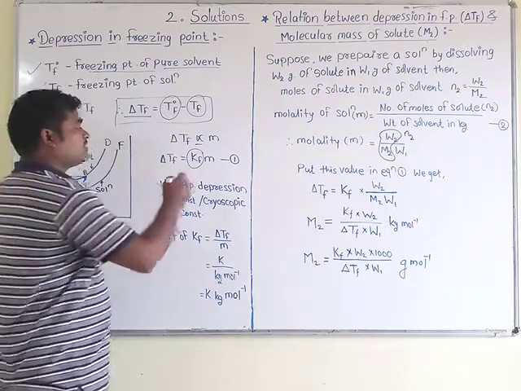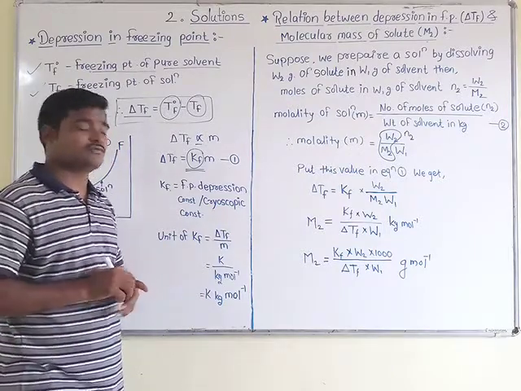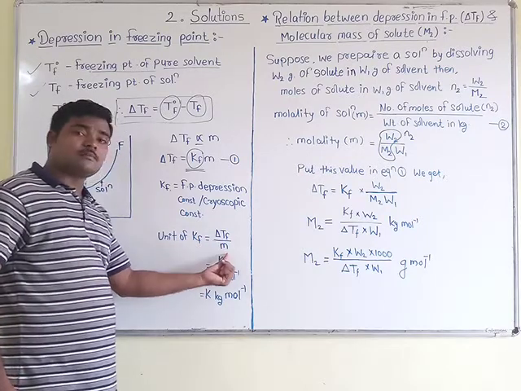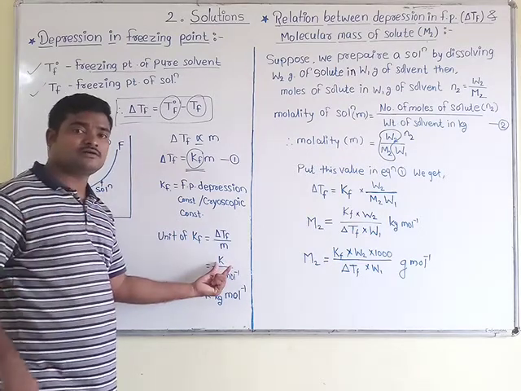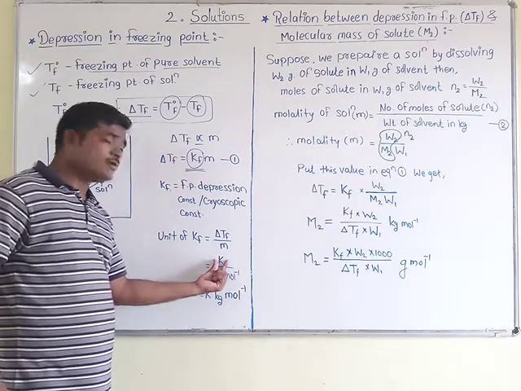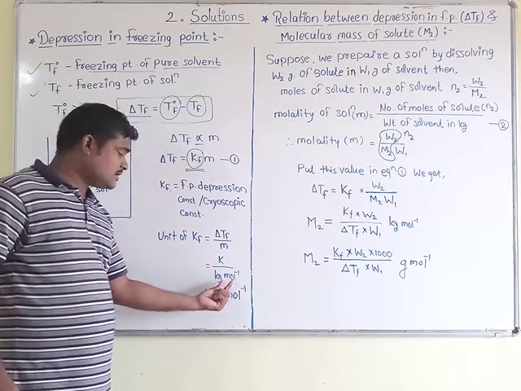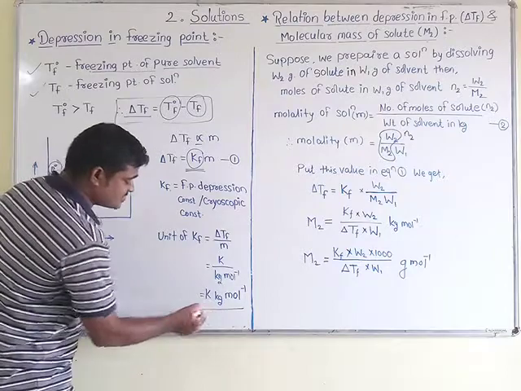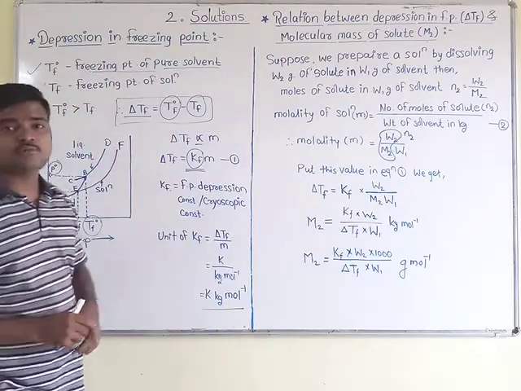Now if you want to determine the units of Kf, what do we have to do? We have to modify this equation in terms of Kf. Kf is equal to delta Tf upon m. Delta Tf we are measuring in Kelvin, because this is nothing but a temperature difference, and m is the molality, which we are measuring in mole per kg. So the unit of Kf becomes Kelvin kg per mole. Now this is about depression in freezing point.